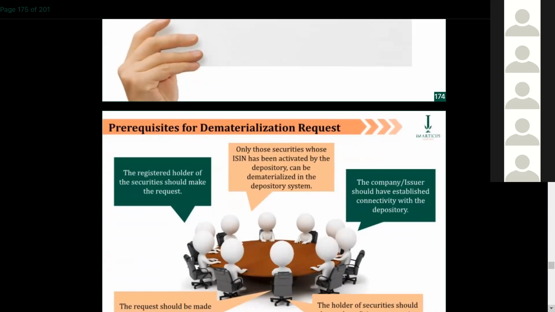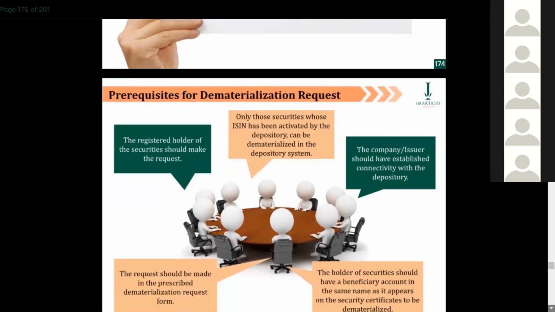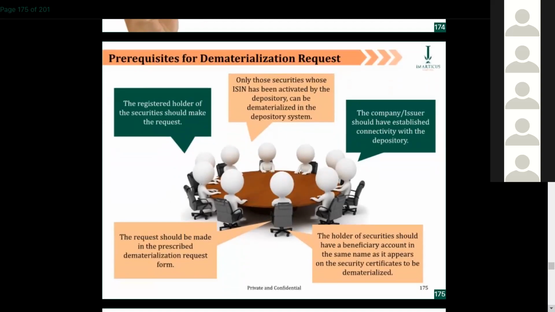So registered holder of the security should make the request. Only those securities whose ISIN have been activated by depository can be dematerialized in the depository system. The company issuer should have established connectivity with the depository. The request should be made in prescribed dematerialization request form, which is also known as the DRF. The holder of the security should have a beneficiary account in the same name as appears on the security certificate to be dematerialized. Okay, right?